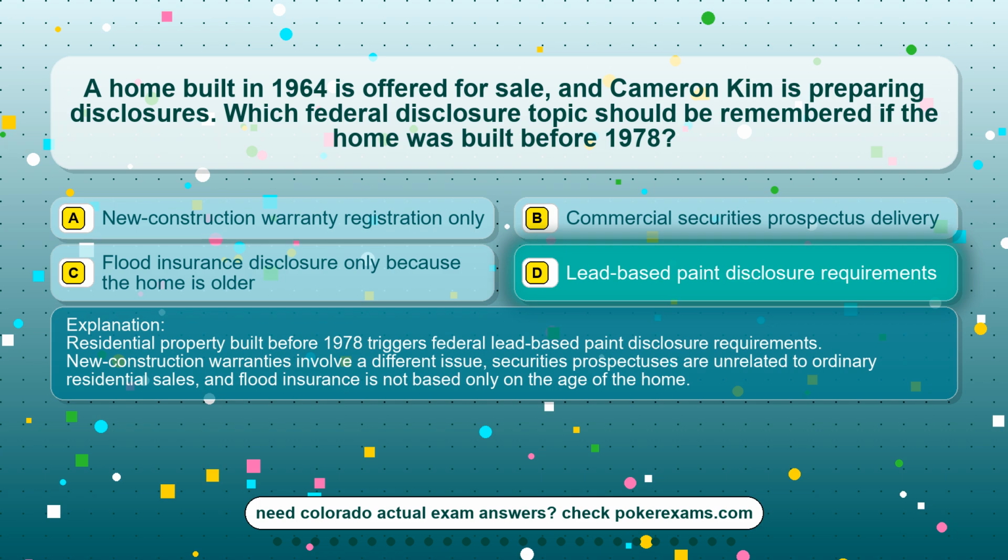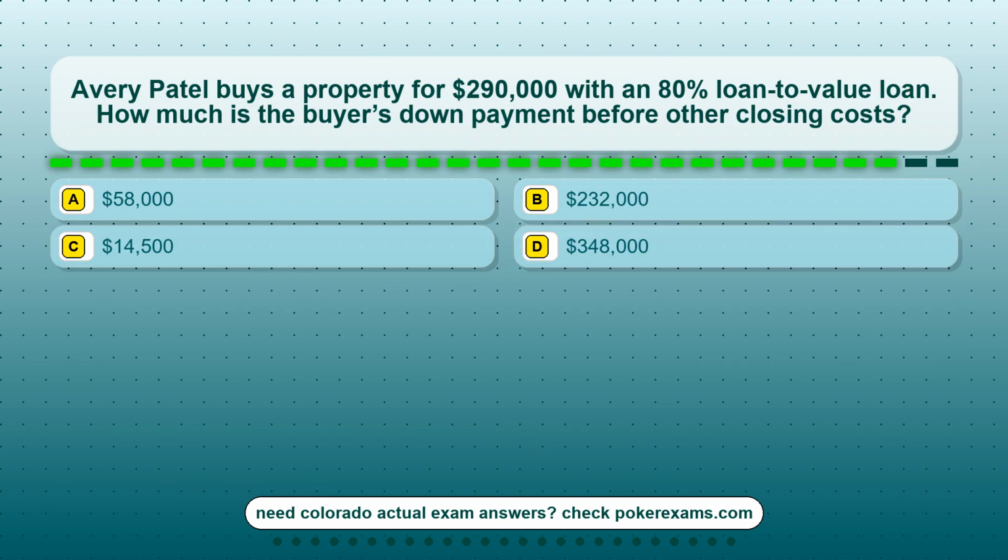Question 22. Avery Patel buys a property for $290,000 with an 80% loan-to-value loan. How much is the buyer's down payment before other closing costs? Option A, $58,000. Option B, $232,000. Option C, $14,500. Option D, $348,000.